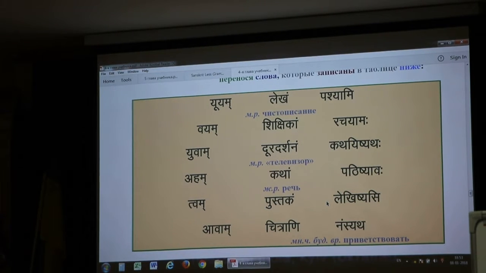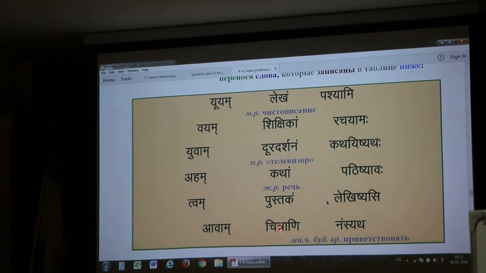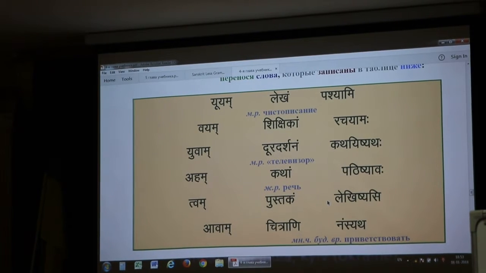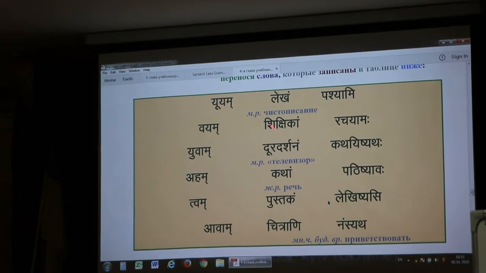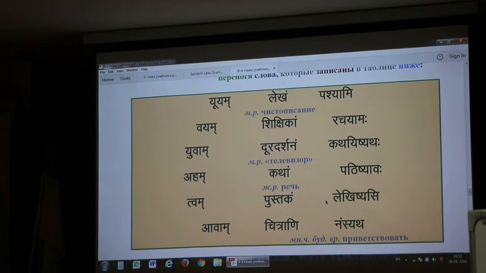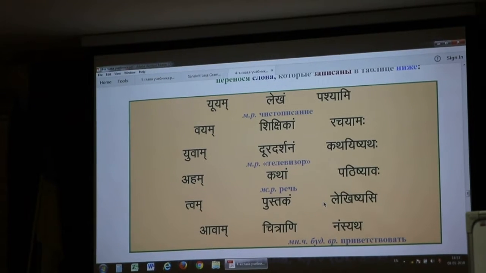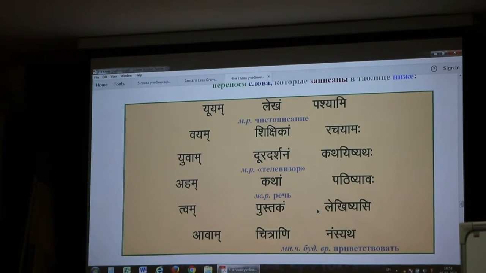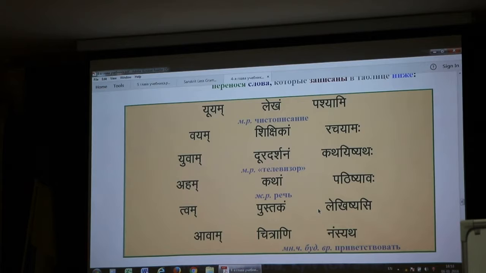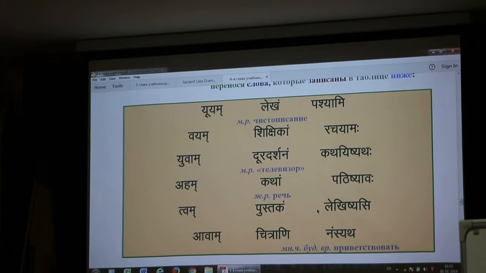What is the meaning of nansyatha? To greet. Yeah. Okay. To say hello. So, then the only person you can greet in this is Sikshikam. So, Yuyam Sikshikam Nansyatha. Correct? Next one. Can you complete the sentence starting with Vayam?